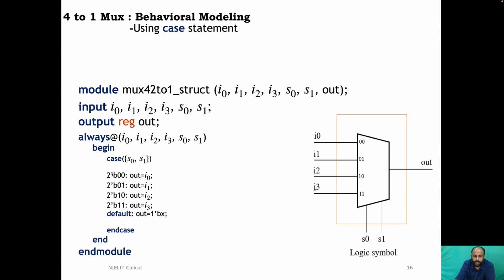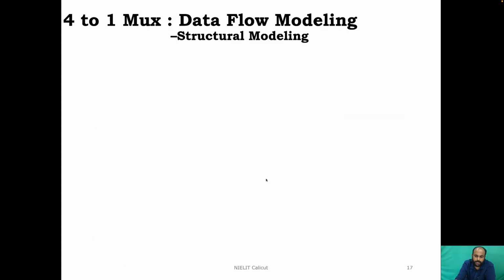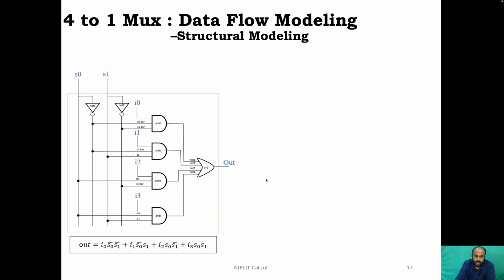If you happen to miss any of these, the compiler will throw you an error. So that is about the 4:1 multiplexer in behavioral modeling using the case statement. Now let us also see the structural model of it. As we already explained, to write the structural description, we require the structure. To get the structure, we require to have the expression.